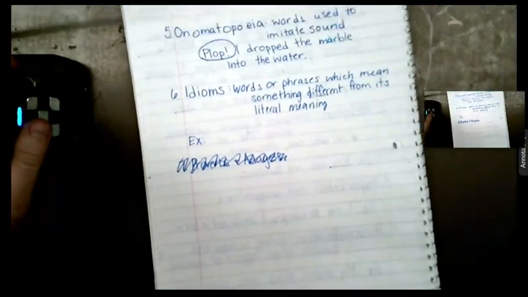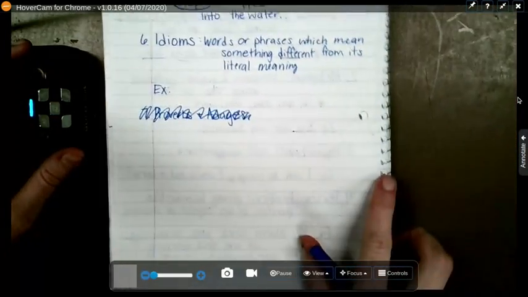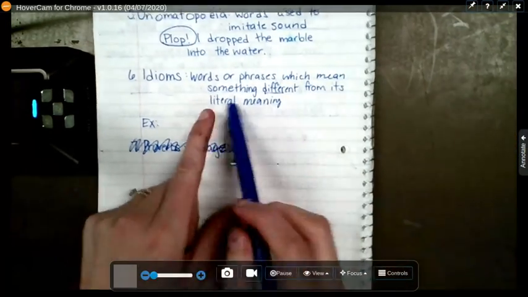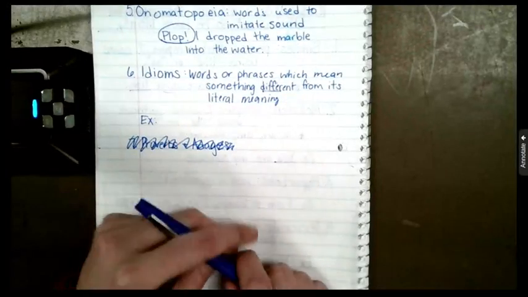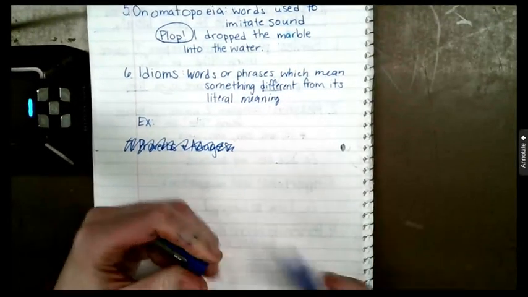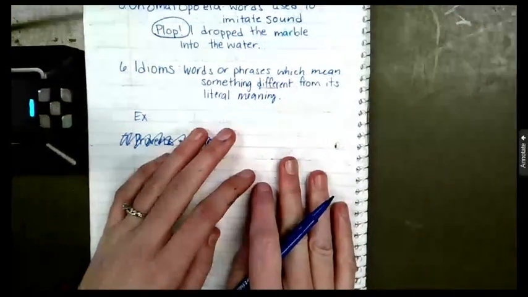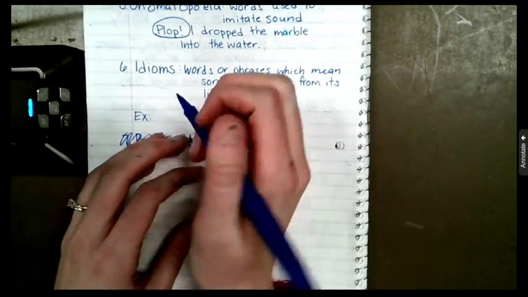So idioms, let me get rid of that double screen, sorry about that. Idioms are, and if you could write this down, pause the video if you need to, words or phrases which mean something different from their literal meaning. So again, they're just things that we say that are not meant to be taken literally at all.